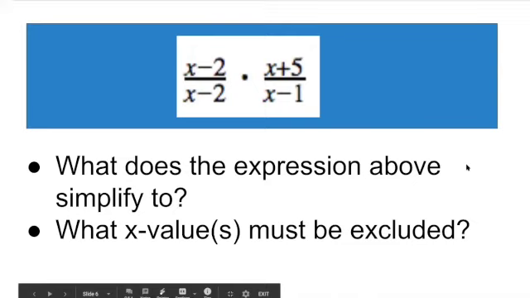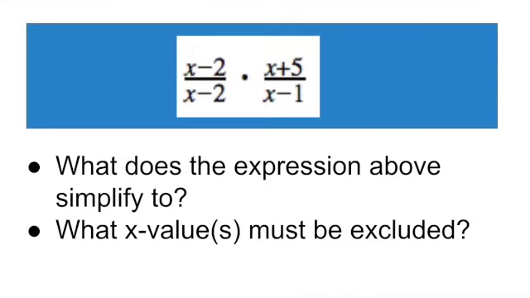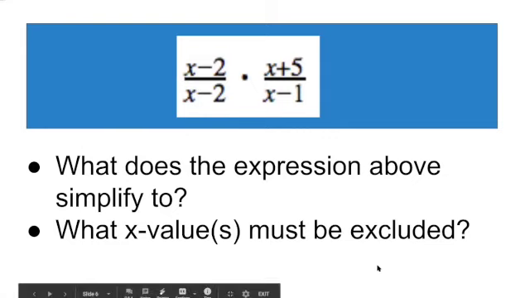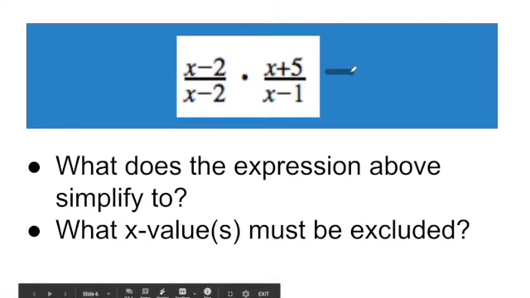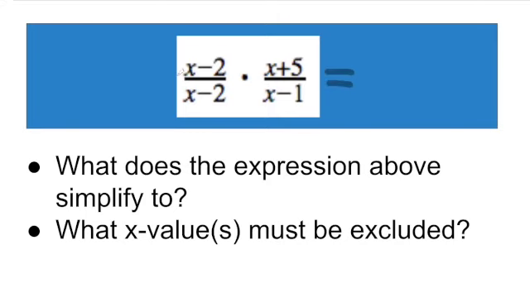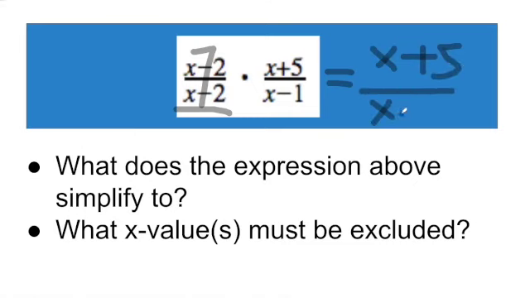Okay, here's another one. What does the expression above simplify to? What x values must be excluded? So we have x minus 2 over x minus 2, same thing, top and bottom. So that will just equal 1. So what we have left over is 1 times this rational expression. So our final answer would be x plus 5 over x minus 1.